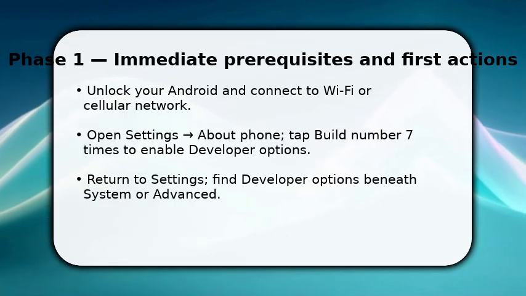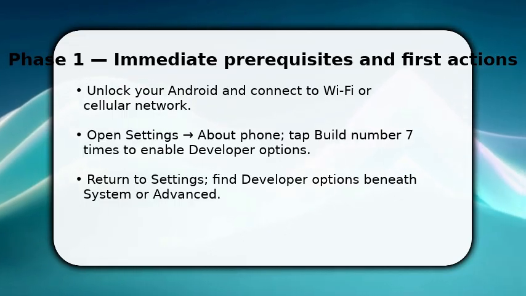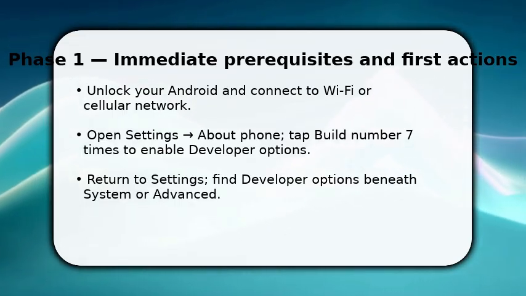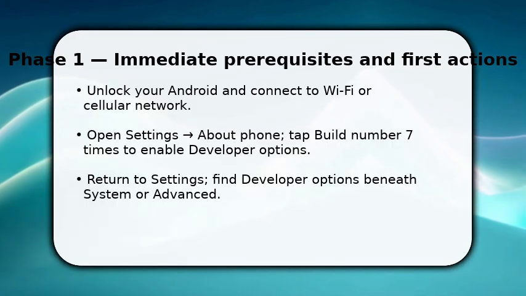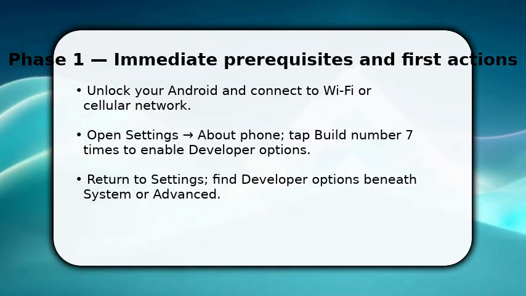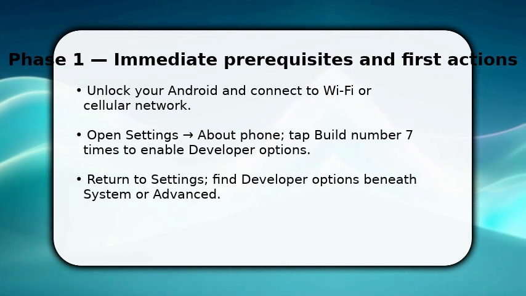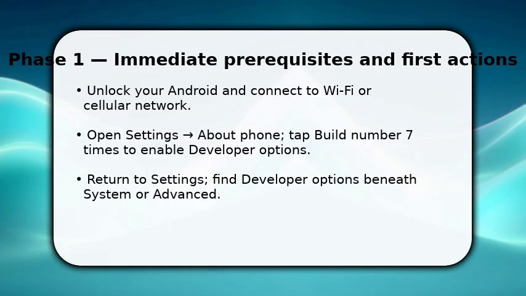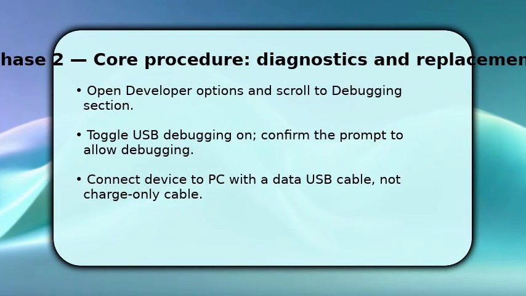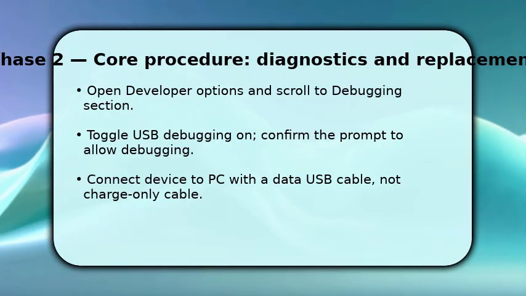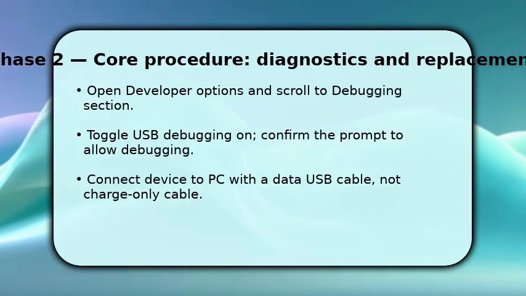After that, go back into Settings and locate Developer Options under System or Advanced. You must be in this menu to access the actual USB debugging toggle, so don't skip straight to USB settings. Now you enable USB debugging and understand why it matters. It allows ADB tools and secure data transfers, which is necessary for development or recovery tasks.